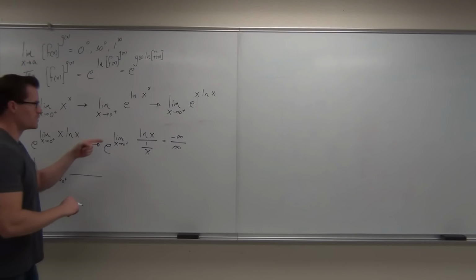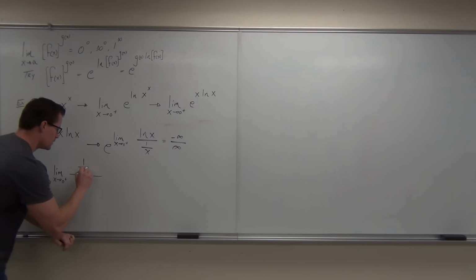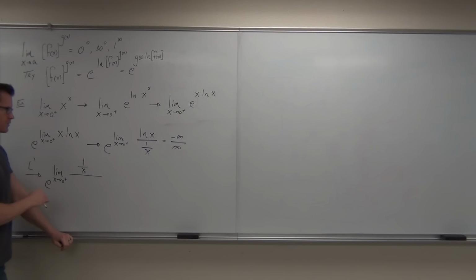So let's do the derivative of the numerator. Everybody, derivative of ln x times 1. Cool, okay, so 1 over x, no problem.